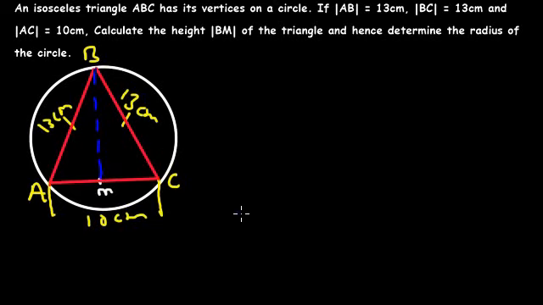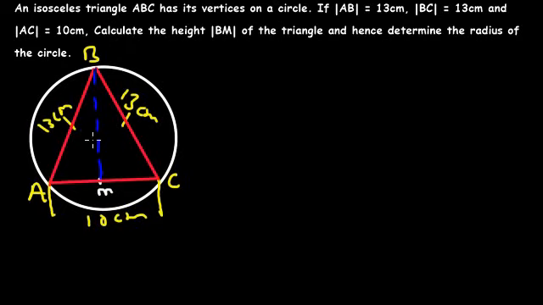Now, what do you think we can do to determine BM? Don't forget, if BM is the height of the triangle, and the triangle is inside a circle, then the height would have been drawn in such a way that it's going to pass through the center of the circle. And not only that, the height of the triangle splits the base into two equal parts because it tallies with the theorem we stated: a line drawn from the center of the circle to a chord will bisect the chord and will be at a right angle to the chord.